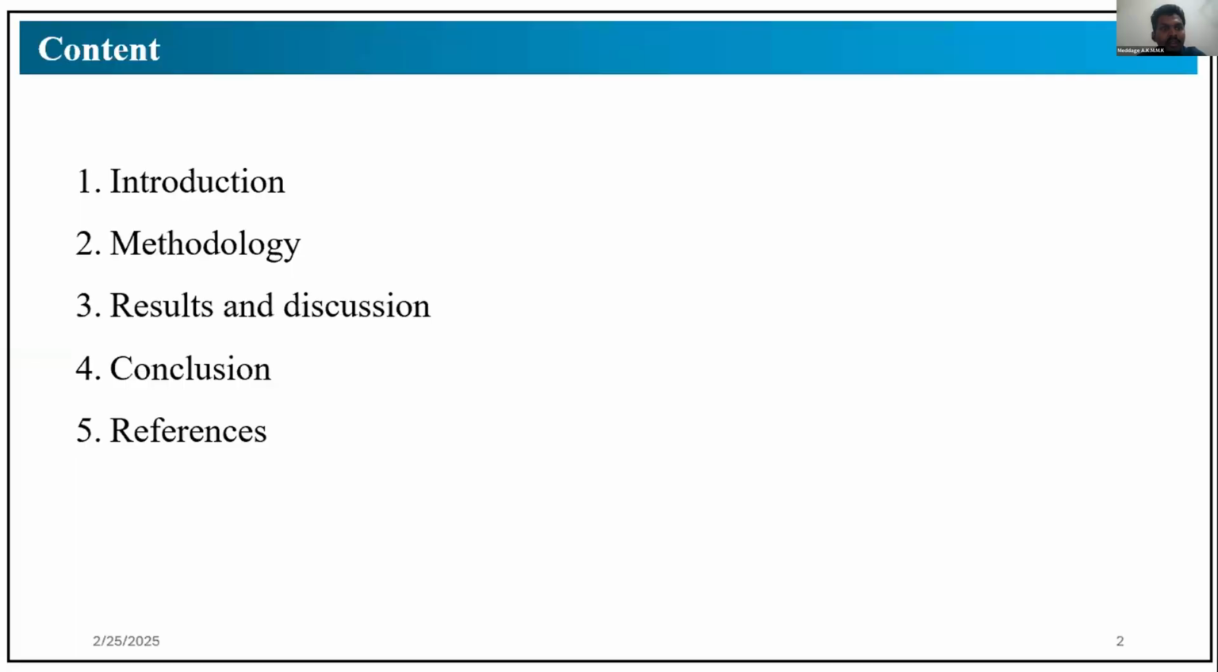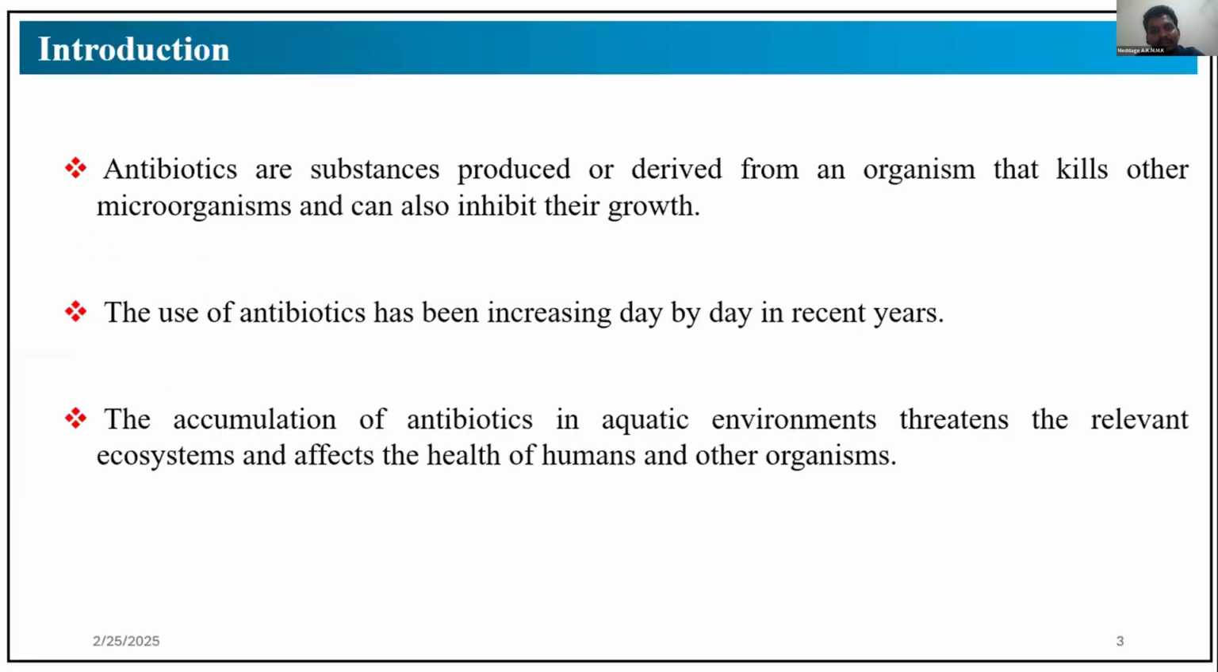So let's start with the introduction. Antibiotics are medicines used to treat bacterial infections by killing bacteria or inhibiting their growth. However, overuse and misuse of antibiotics lead to increased contamination of the aquatic environment, which ultimately forces the build-up of antibiotic resistance. The accumulation of antibiotics in the aquatic environment threatens the ecosystem and affects the health of humans and other organisms.